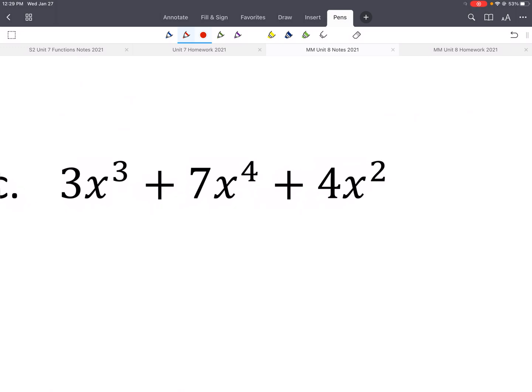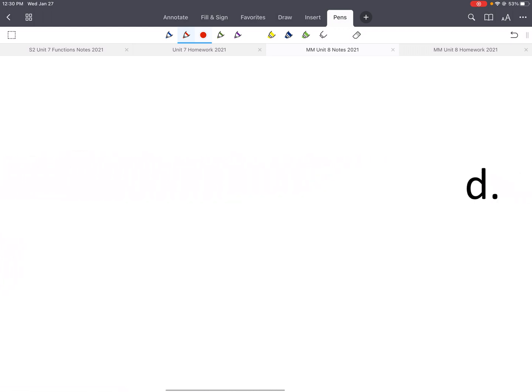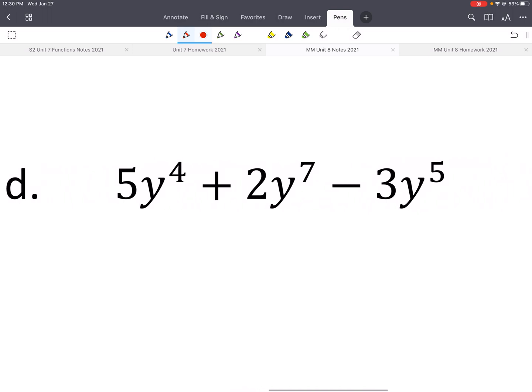All right, what about this one? Pause and give this a try, and try D as well. Here, our smallest exponent is a 2, so that means we can take 2 x's from each of those terms. So here it would be x squared.